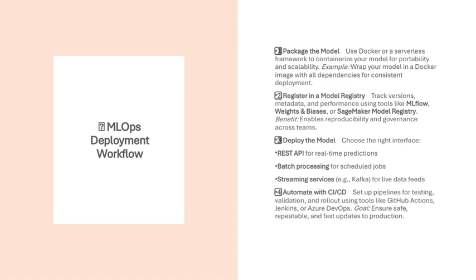Setting up continuous integration and continuous delivery pipelines with tools like GitHub Actions, Jenkins, or Azure DevOps helps us automate testing, validation, and deployment. This ensures that updates to the model are safe, repeatable, and delivered quickly to production, enabling us to maintain agility and reliability in our ML systems. Connecting all of these steps together creates a robust, efficient workflow that supports scalable, maintainable, and high-quality deployment of machine learning models.